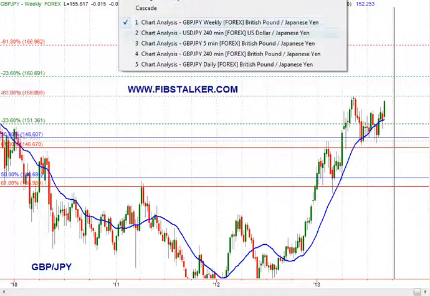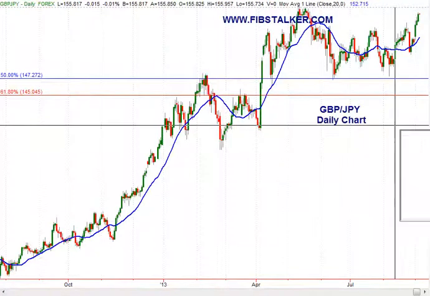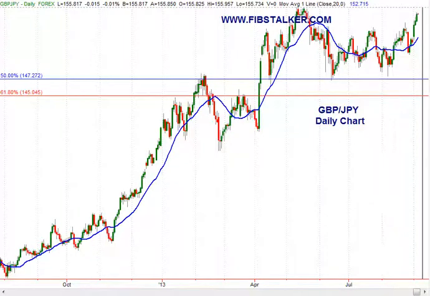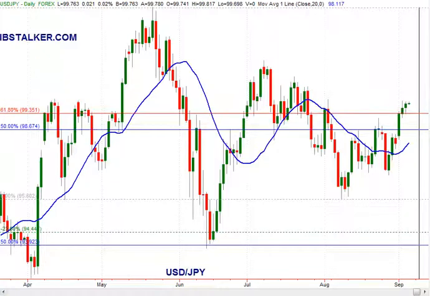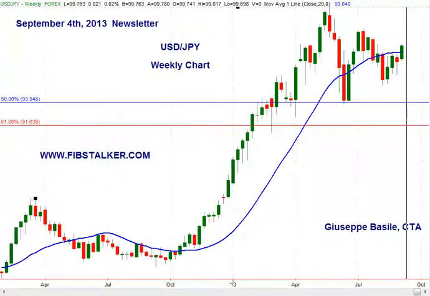So moving to the daily, we can see that this inner level of support has been tested twice, 147.30, and again targets are above. I hope this, as I showed you on the weekly chart, I hope this video can be useful, and I hope it can help you trade in these pairs.